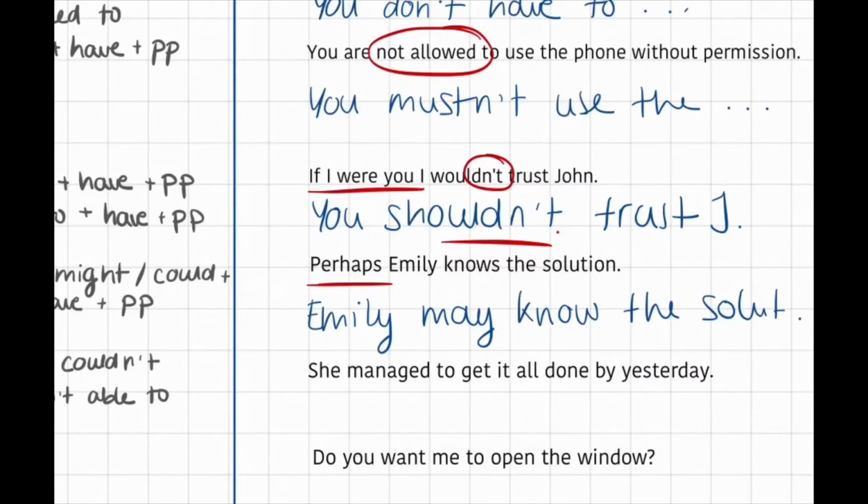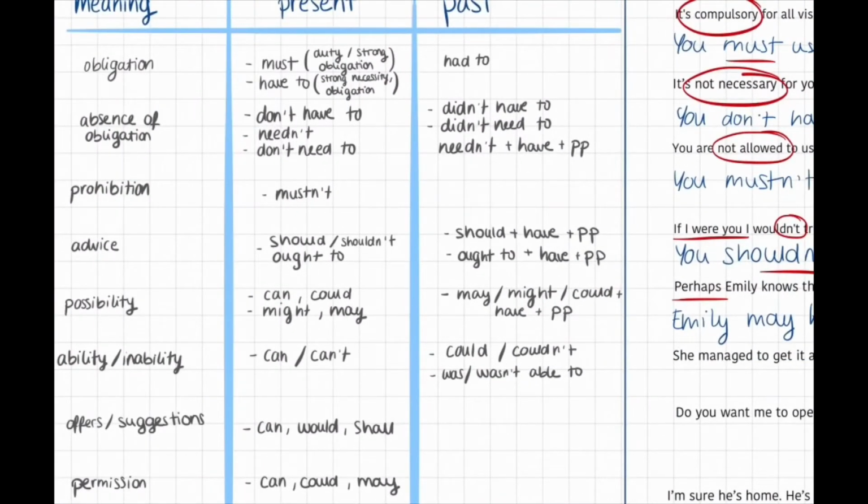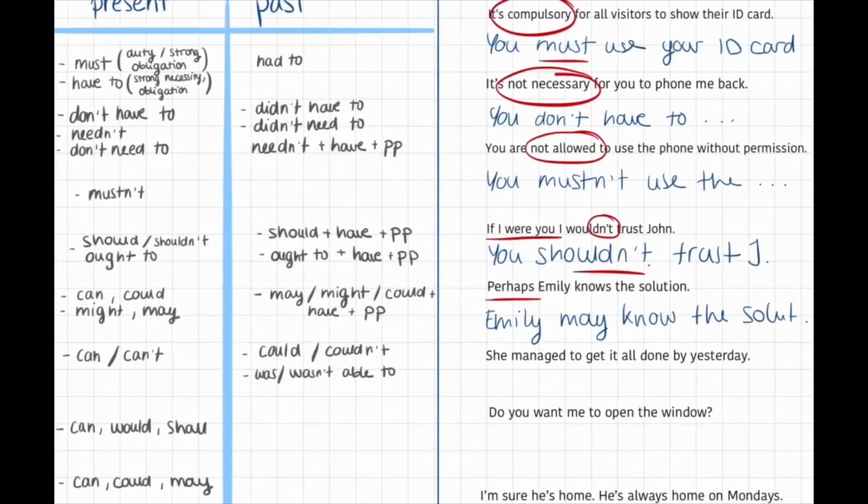Okay? Going back to the modals. For ability or inability, we use can or can't. And it's important that we remember that in the past tense, we use was or wasn't able to. Okay? And also could or couldn't. But this form is only used for this.